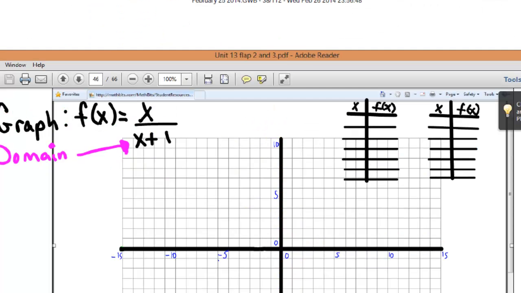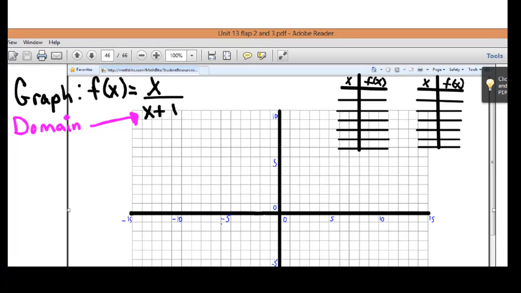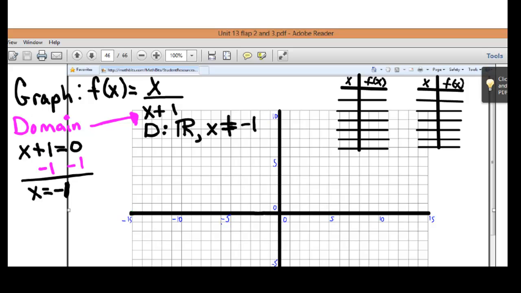Graph the function x divided by x plus 1. To get the domain, set x plus 1, the denominator, equal to 0. X is equal to negative 1. Therefore, the domain is all real numbers except x is equal to negative 1. We have our vertical asymptote. It is at x equals negative 1. Draw the vertical asymptote.